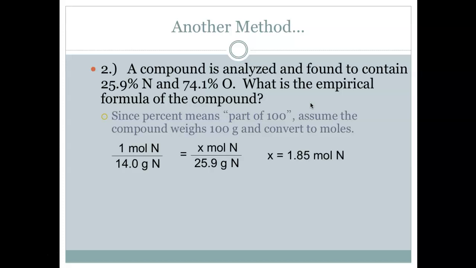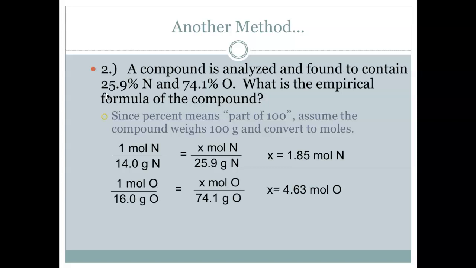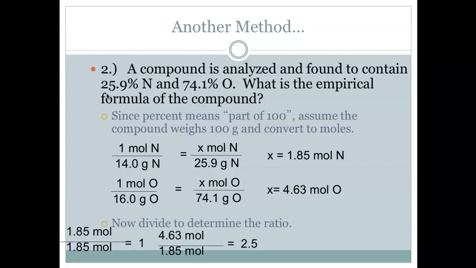So I find that I have 1.85 moles of nitrogen. Notice here I've used 25.9 grams since 25.9% of the compound is nitrogen, and assuming 100 grams, 25.9% of 100 is 25.9. Repeat this for oxygen. I get 4.63 moles of oxygen. Now divide to determine the ratio. So I'm dividing through by the smaller number, and I get a 1 to 2.5 ratio. Again, we can't have a formula of 1 to 2.5, so I'll need to double both values to get N2O5.